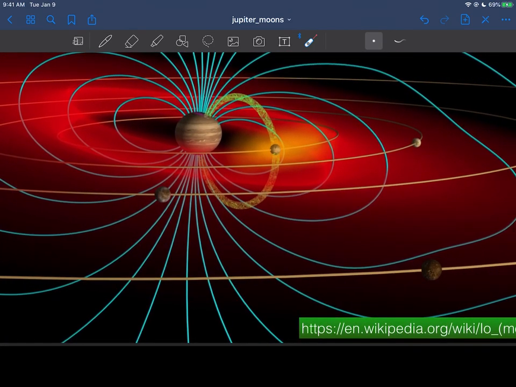Very unusual environment that it lives in. And so we'll leave it at that and then move on towards Europa.